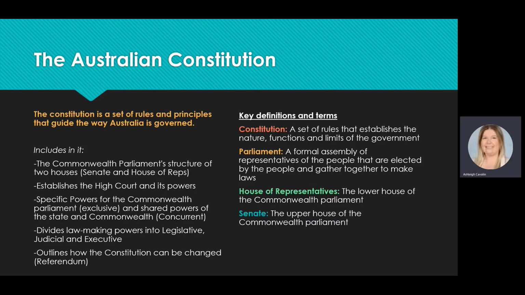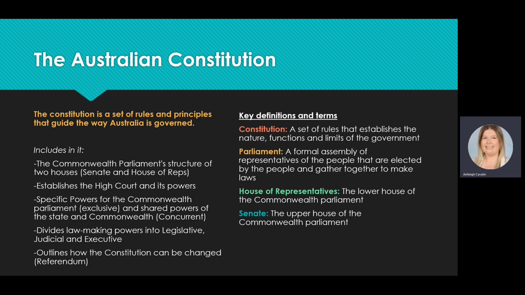What do you need to know about the Australian Constitution? You should be able to define the Constitution. So the Constitution is a set of rules and principles that guide the way Australia is governed. Essentially, the Constitution is a document. This document has the set of rules that establishes the nature, functions and limits of our government.